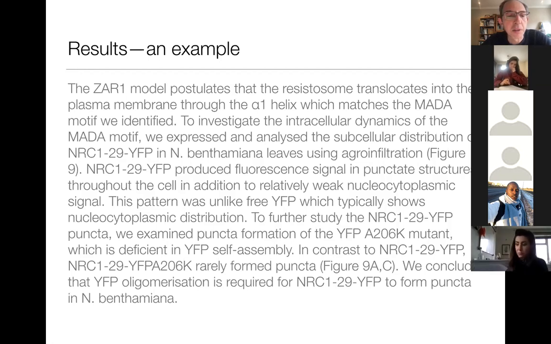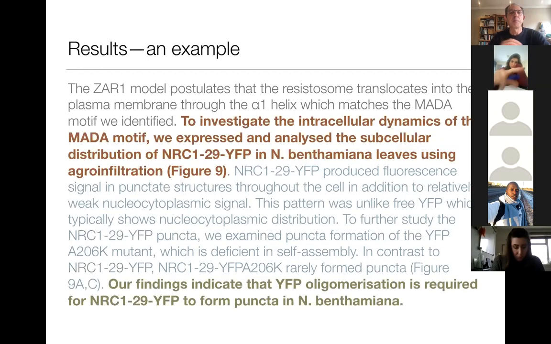To further study this construct, we examined puncta formation by a mutant of YFP, which is deficient in self-assembly, in contrast to the original construct, NRC 129 YFP. This YFP mutant rarely formed puncta. We conclude that YFP oligomerization is required for the NRC YFP to form puncta in benthamiana. So this is, again, breaking down this results section into these different subsections. And again, this is a very useful guide for you when you're writing your results.